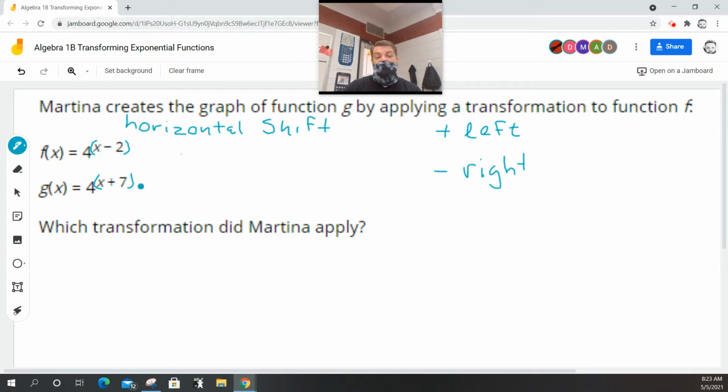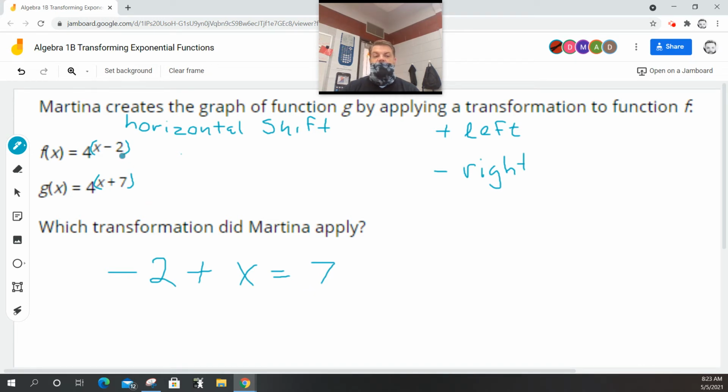So to figure out what she did, we got to find the difference between the two. So what I really got to do is 2 plus or minus a number, we'll just call it x, we don't know what it is, ended up equaling a positive 7. Does that make sense?